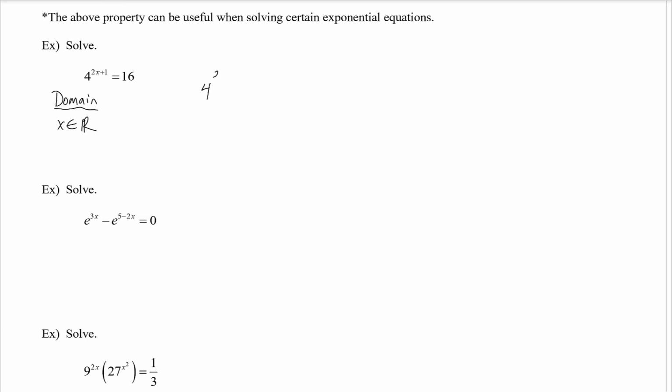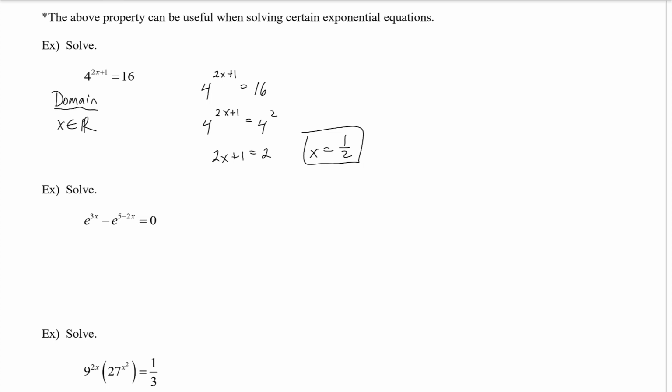So if I take 4 to the 2x plus 1, well, that equals 16. One of the things I notice is that 16 is 4 squared. See, the left and right side are the same exponential function. Well, our one-to-one property says that since this is true, then those exponents must be equal. So then that means 2x plus 1 equals 2, and x has to be a half. 2 times a half is 1. 1 plus 1 is 2. 4 squared is 16. That's a true statement.